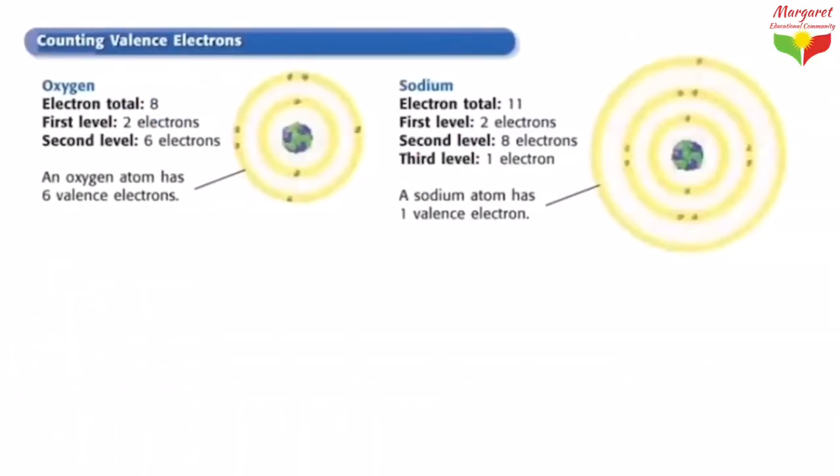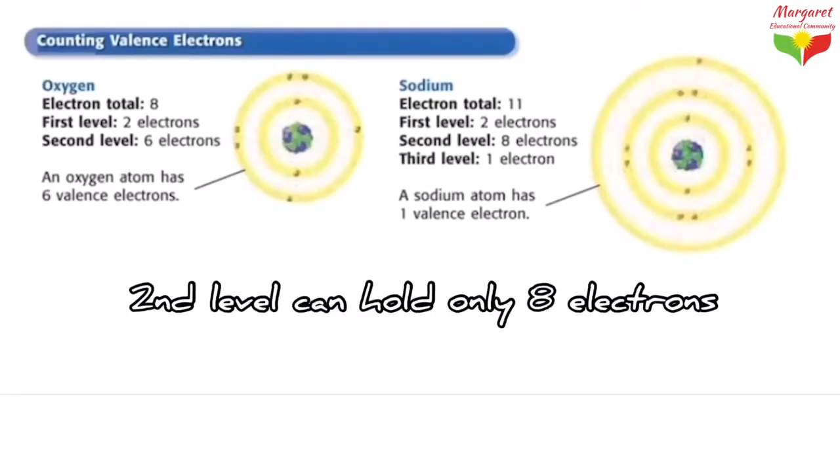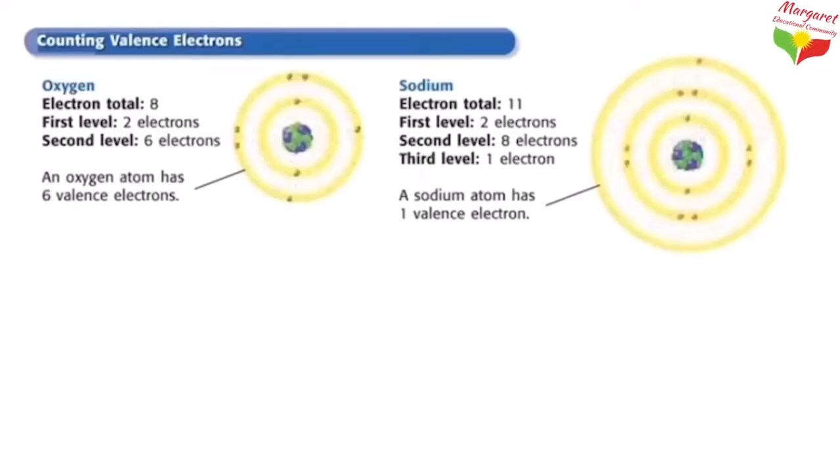For example, let's look at this figure here. We have oxygen and sodium. Oxygen has 8 electrons. So how do we organize them? In the first level, we can only put 2 electrons because it can only contain 2 electrons. On the second one, we only have 6 electrons left, so we're gonna put the 6 electrons here. And as you see, the second level is the outermost level of oxygen. So these electrons are valence electrons. So an oxygen atom has 6 valence electrons.